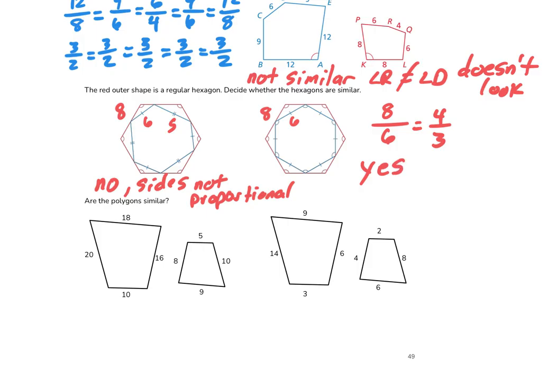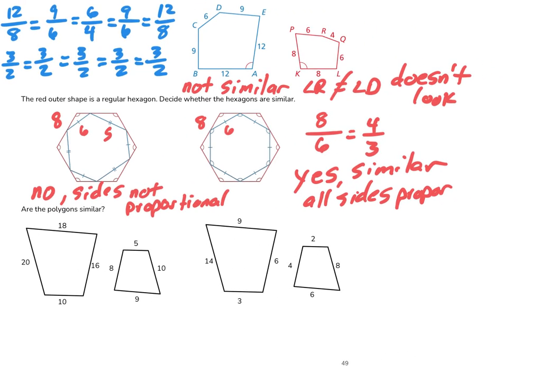So here we would say, yes, it is similar. And we would just say something about all sides proportional. And you could say the same thing about angles in this one as well. All angles are congruent, because if both figures are a hexagon, that means all the angles are the same, because it's a regular hexagon.